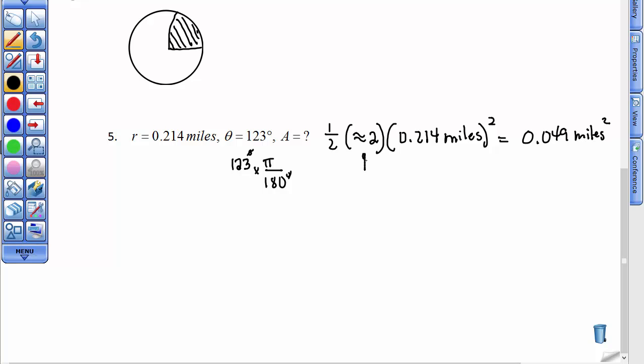I'm going to write it here as miles to the second power. Again, what I would have typed here though is I would have typed 1/2 times in parentheses 123 times pi over 180. I'd close my parentheses, I'd open, and I'd go 0.214, close them, and I'd raise that to the second power and hit enter and get this answer.